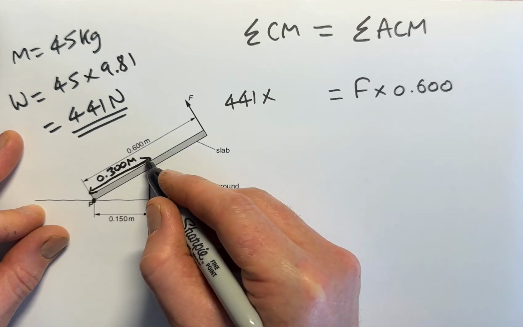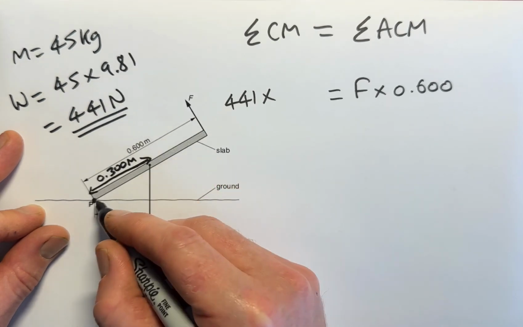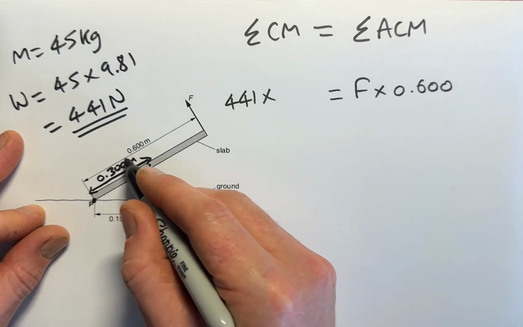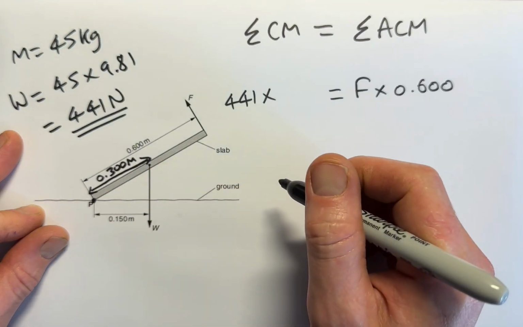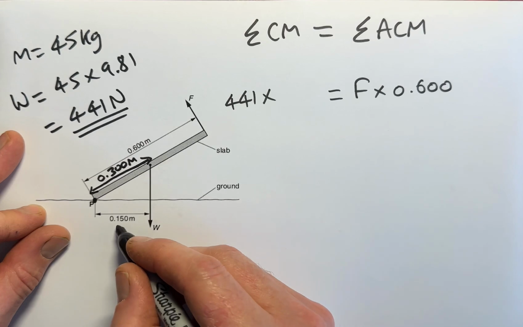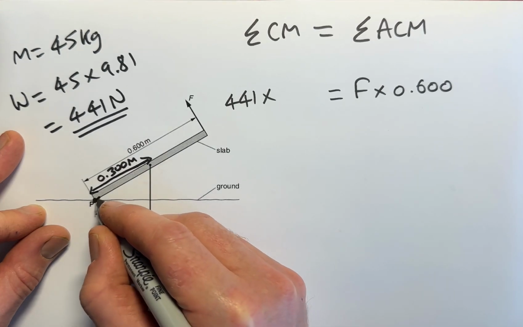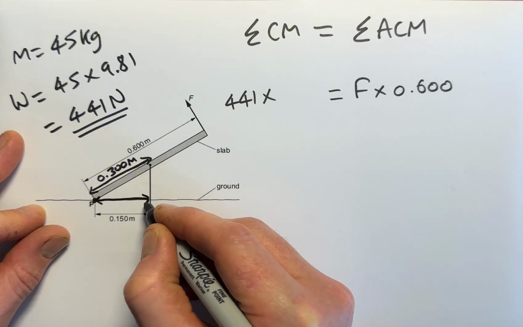So if we were given that distance there, you can see that is not the perpendicular distance from the pivot to this weight. And if we only had that distance there, we'd have to do some kind of trigonometry. However, we're given this distance here. This distance is the perpendicular distance from there to there.